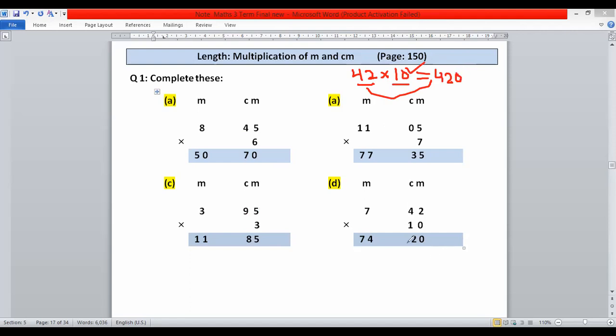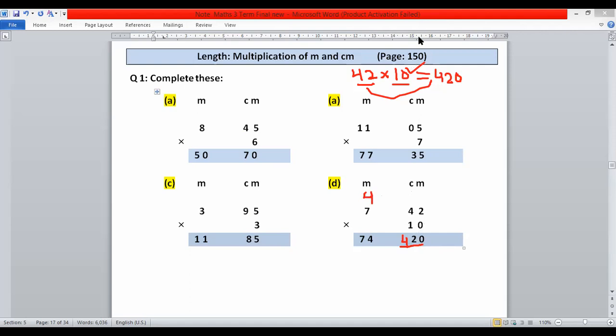Means 42 multiplied by 10, we get 420. It means when we multiply 42 by 10, we get 420 centimeters. So here we will convert centimeters into meter. We know that 420 means 400 centimeter plus 20 centimeter. So we will change 400 centimeter into meter. 400 centimeter means 4 meter. Therefore, we cannot write 4 here. We will take carry 4 here.